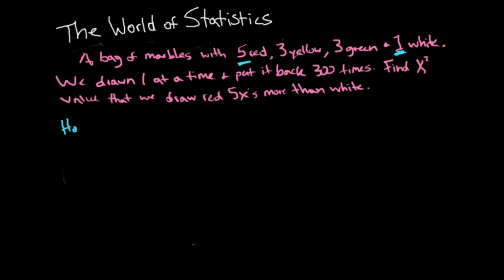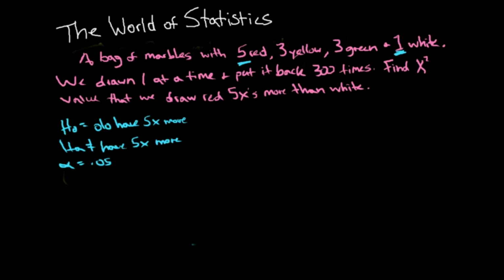So our H null is that we do have 5 times more, and the alternative would be that we do not have 5 times more. And again, the alpha level, which I haven't really showed, but we're just doing this at our normal standard, which is 0.05.